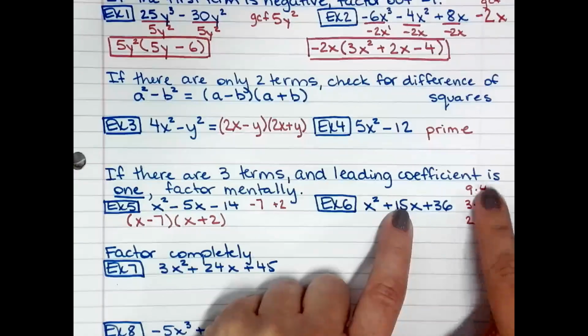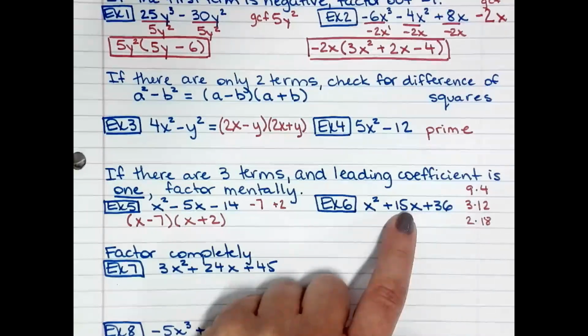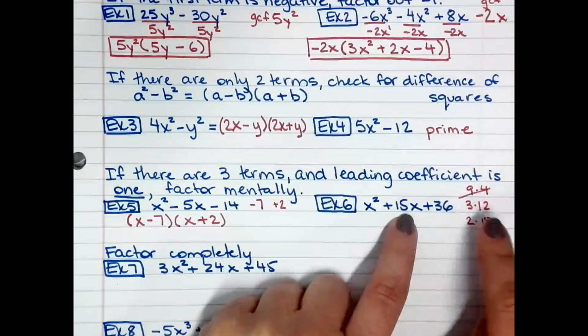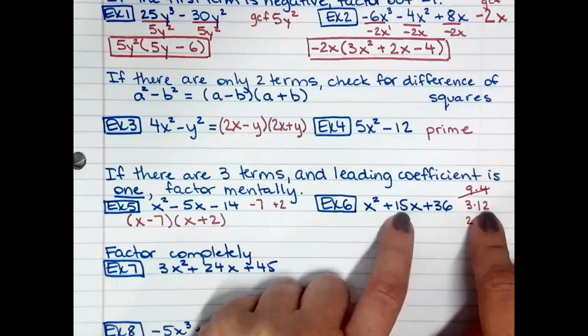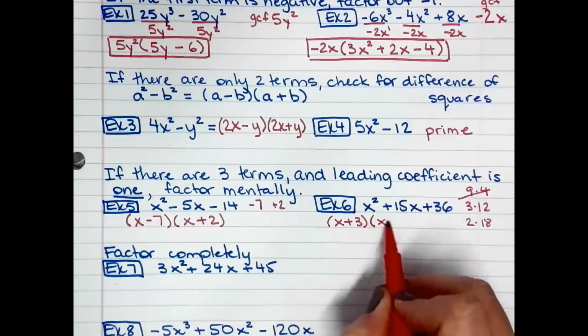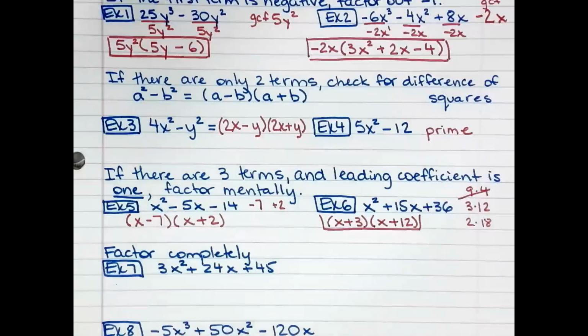Okay, and in this case, they're all positive. So positives are my friends. So 9 plus 4 is not 15. 9 plus 4 is 13, so it cannot be this. 3 plus 12, oh, look at that. That's 15. So my two numbers will be 3 and 12. So x plus 3 and x plus 12. Okay, 3 more.